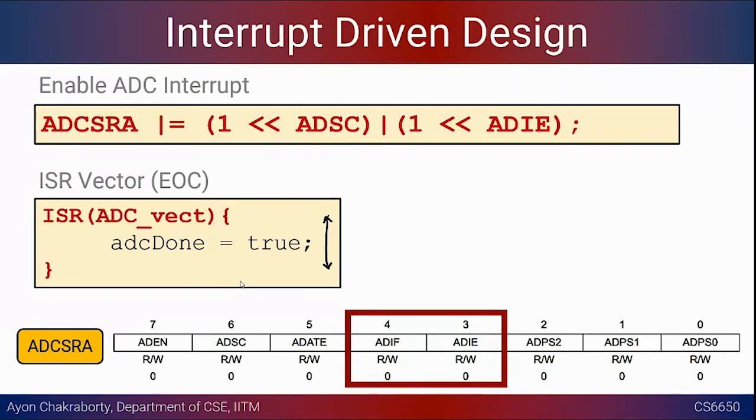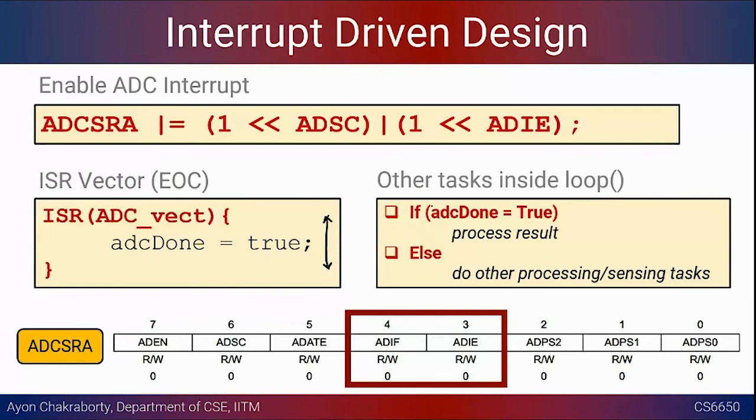Okay, so we are only going to attempt reading the value when this ADC done is true, and that we can check at a very high frequency. You don't have to do a busy wait. In the loop we can do other functions, and we can have an if condition saying that if ADC done is true, then process the result, or I can actually proceed with other sensing tasks. Okay, so this is one way by which I can exploit this particular interrupt facility that the ADC registers give us.